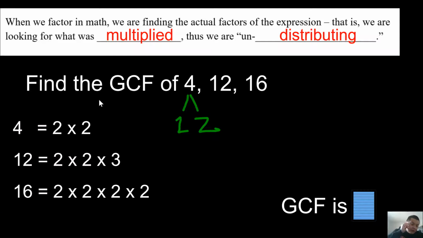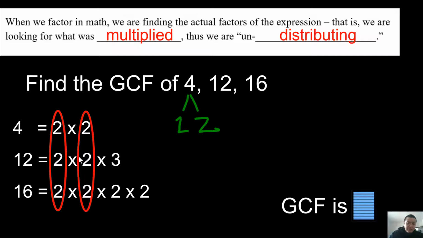Okay. And then to find the greatest common factor, common meaning the factors that they have the same. So here 2 and 2 are factors, 2, 2, and 3 are factors, 2, 2, 2, and 2 are factors. Here we're trying to find which ones they have the same of, and they have the same of these 2's, these are all the same, and these 2's, these are the same. And we know that 2 times 2 gets us 4, so the greatest common factor for 4, 12, and 16 is 4.